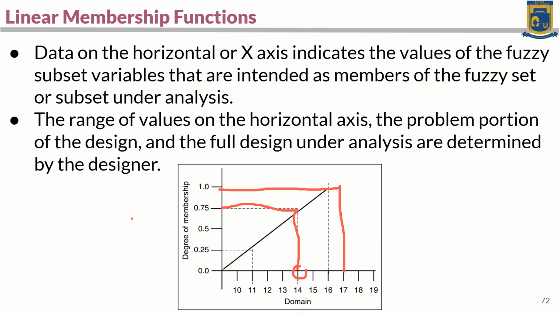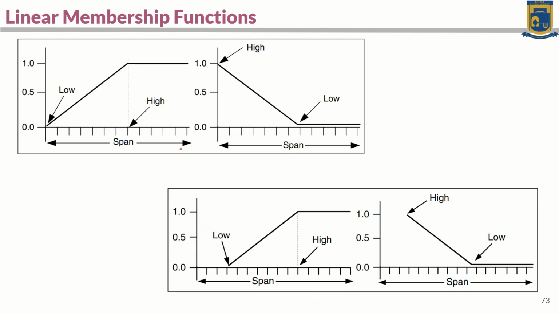All right. So as I said, the horizontal axis, the range of values on the horizontal axis, is the problem portion of the design. That means you are the one to decide that. So the problem will let you know how you're going to come up with your domain. All right. So let's look at this.